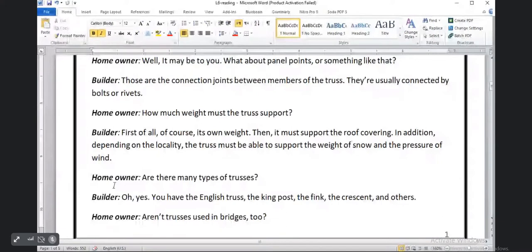Do you know what the roof covering is? In Iraq, what do we use for roof covering? The roof means the surface. So what do we see on our roofs? Concrete tiles. Also we have some kind of mosaic tiles sometimes.